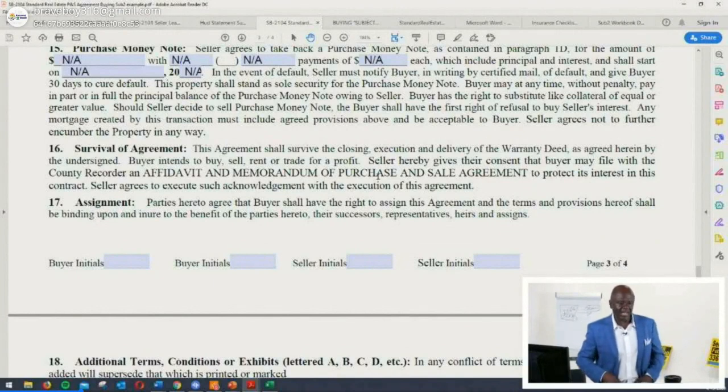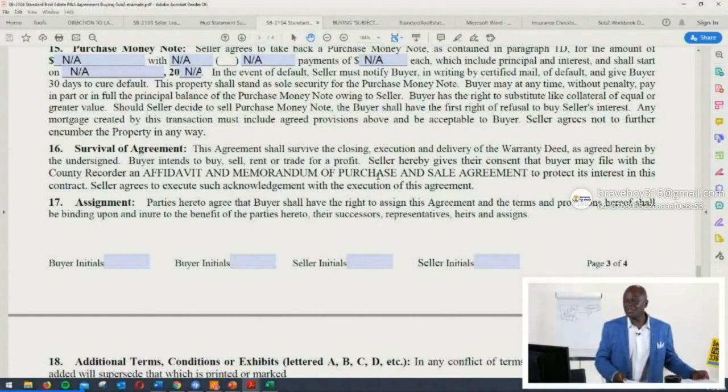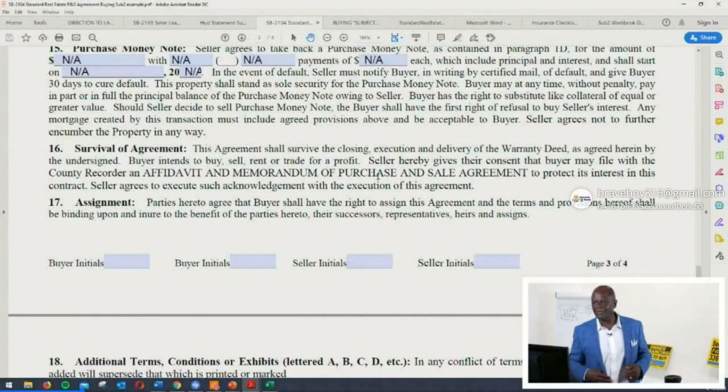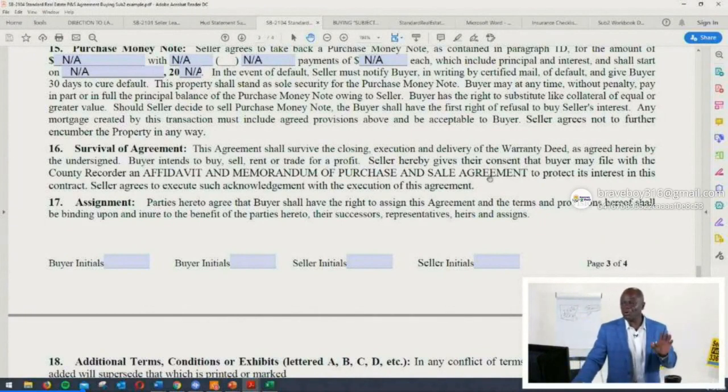So guys, most of you have done some deals. You know that oftentimes you may have a seller that wants to flake out on you. You may want to go downtown and record a memorandum of this purchase and sale agreement to put the world on notice that you have a contract on this property and you're trying to protect your interest in that contract.